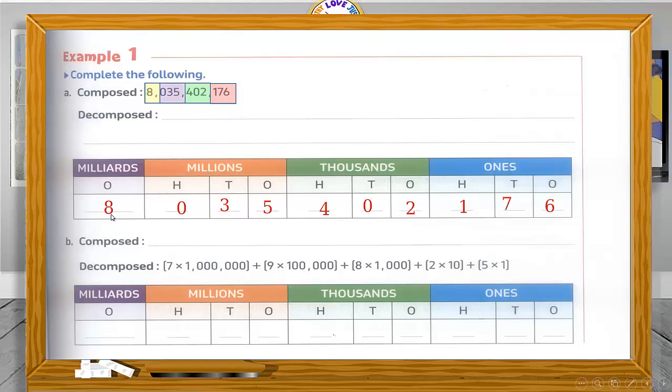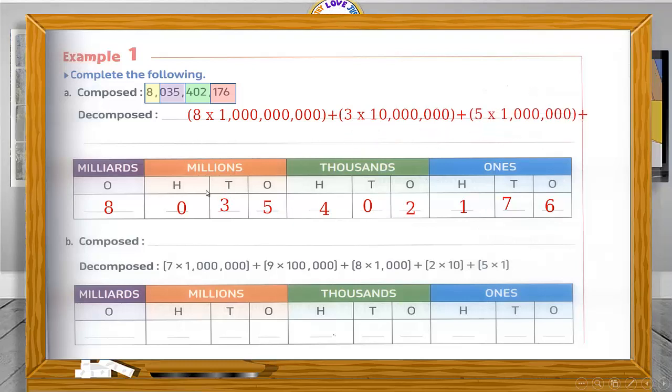Decompose. Here we have 8 in the milliards place, or 1 milliard place. That means you should multiply 8 times 1 milliard, plus 0 in the hundred millions, so don't write anything here in expanded form. 3 in the 10 millions place, that means write 3 times 10 million. 5 in the 1 million place, multiply 5 times 1 million.